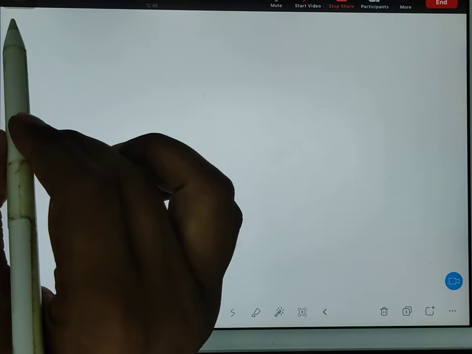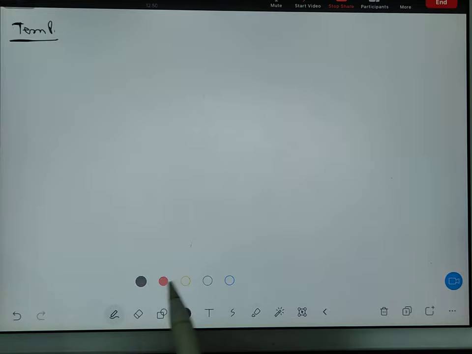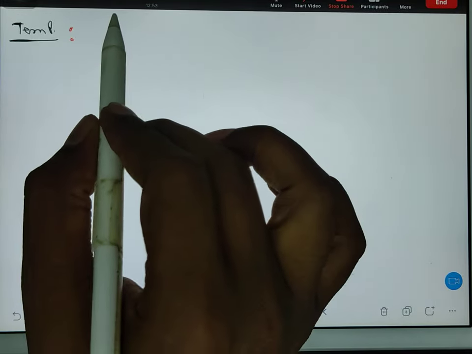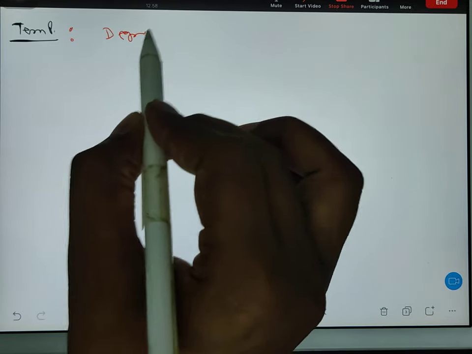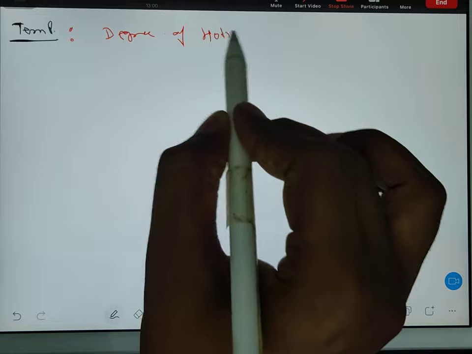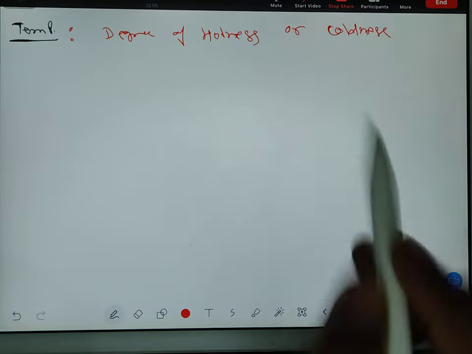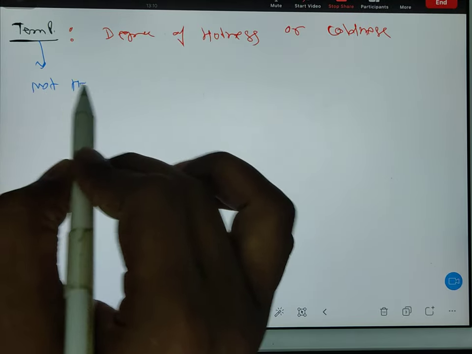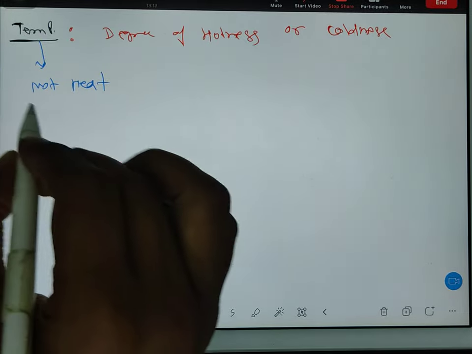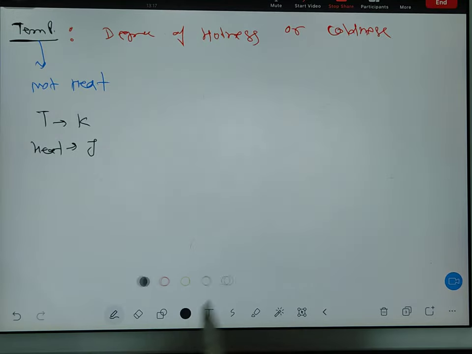Now here, we are going to discuss temperature. If you want to define temperature, there is a very basic definition: this is nothing but degree of hotness or coldness. And one more thing you understand. Temperature is not heat. Don't be confused. Why? Because temperature has unit Kelvin and heat has unit Joule. Heat is a form of energy.